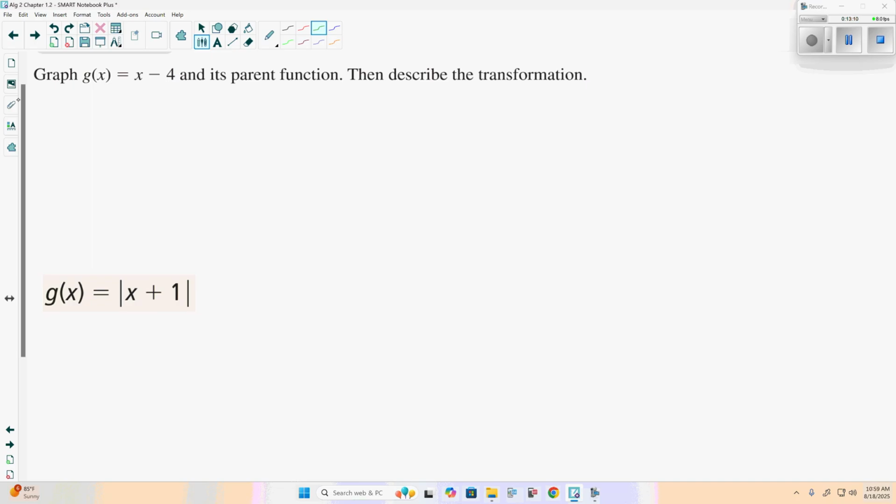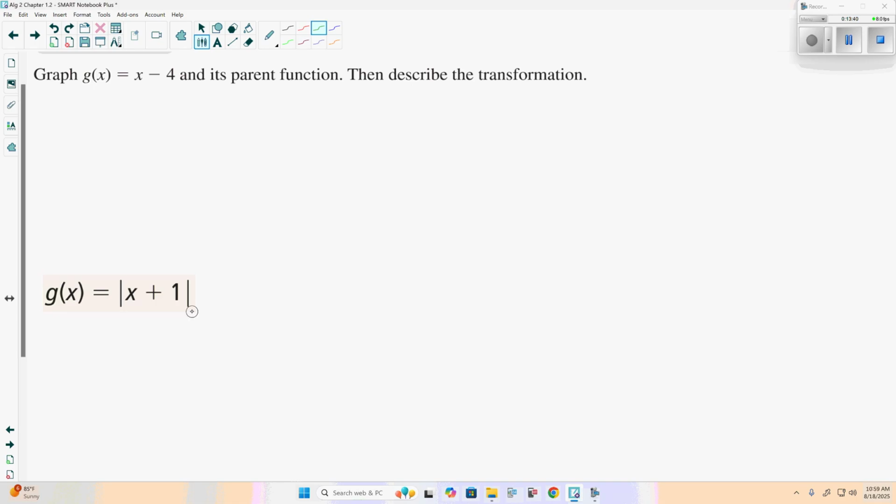Constant's already thrown out because it does have a variable x. Constant's just a number, a flat line. So its parent function, the one that it's coming from, can either be linear, quadratic, or absolute value. Which one do we think it is? If it is absolute value, we need what? Absolute value marks.